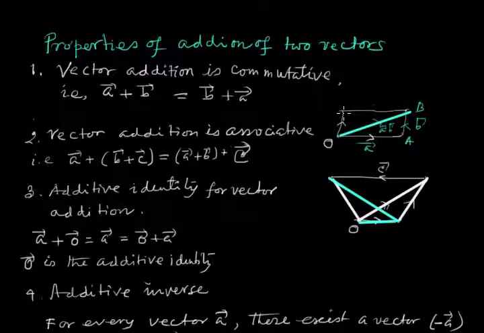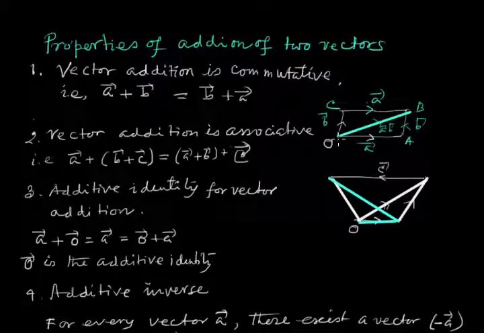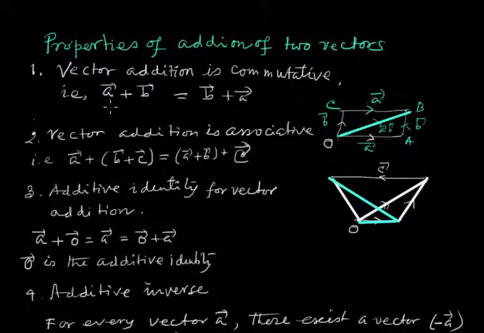Now if you complete the parallelogram, vector OC is parallel to AB, so we get B here, and CB is equal to vector A. Now from O to C, and C to B, if we move, we get B plus A, which is again the vector OB. So we come to the conclusion that A plus B is equal to B plus A.